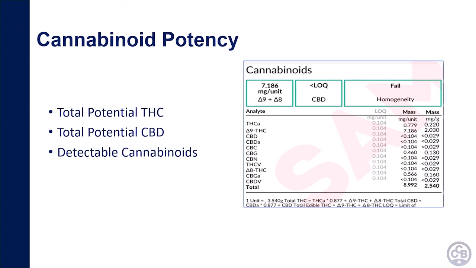Cannabinoid potency can be found beneath the cannabis item information. When looking at potency levels, there is key product information including the total potential THC. The calculations used to find total potential THC, total potential CBD, and total edible THC can be found underneath the cannabinoid testing results.